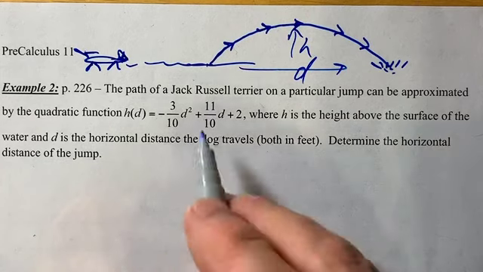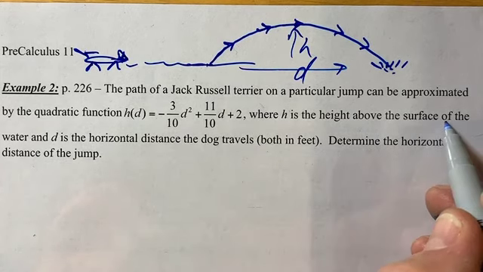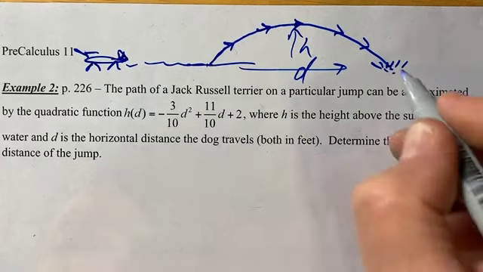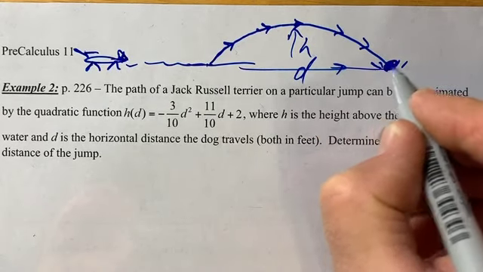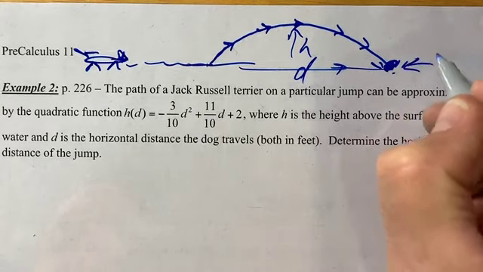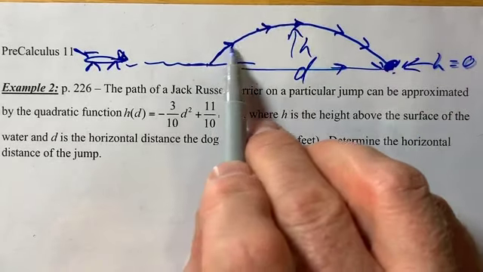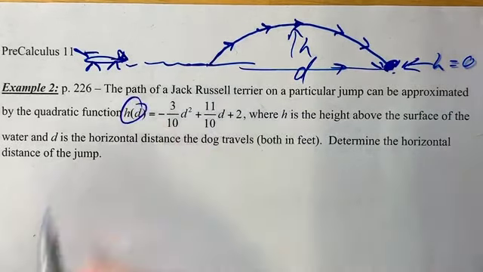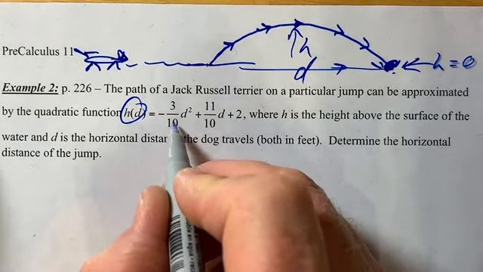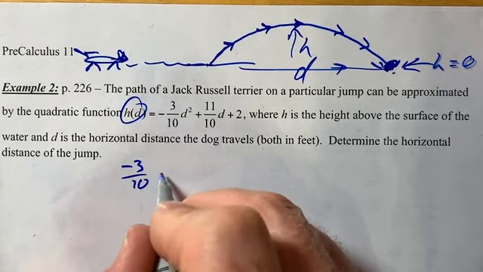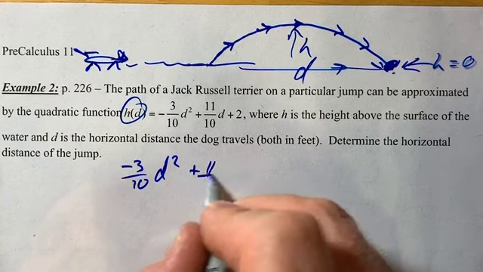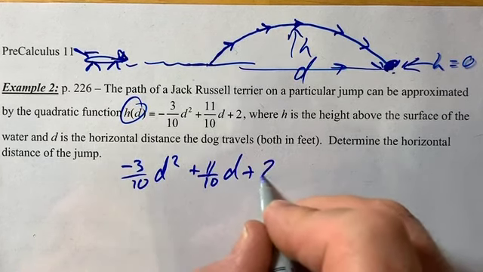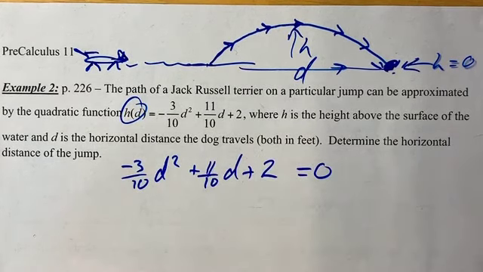Well, where the dog travels, they want to know where does it land. So in other words, they want to know what is the distance when the height is equal to 0. In other words, going up in the air and then coming back down, the height is 0. So this is going to be 0. So here we go. So here's my equation. Negative 3/10 d squared plus 11/10 d plus 2. And I want that equal to 0.